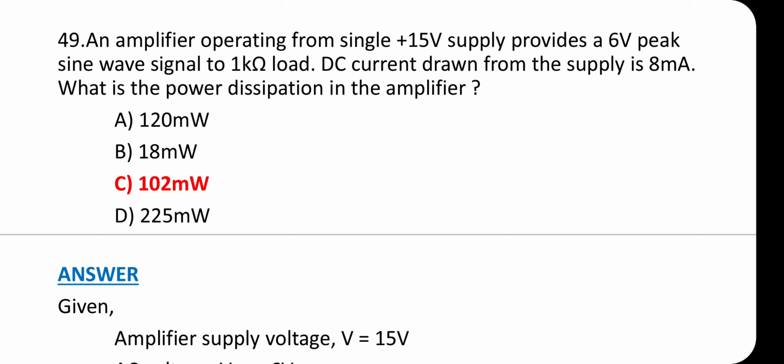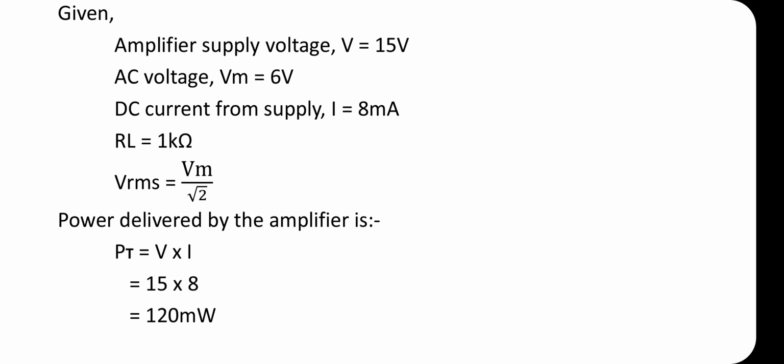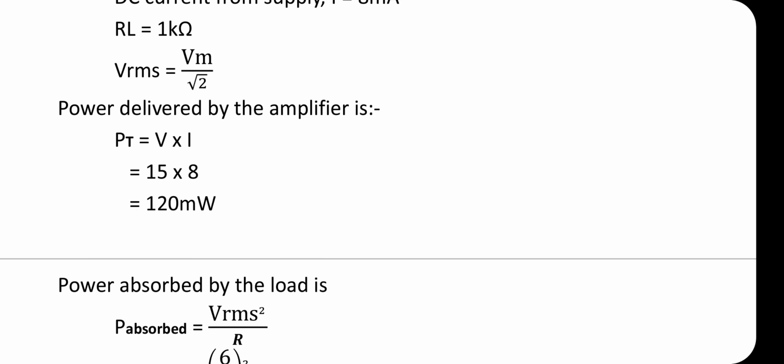We know that electrical power P in a circuit is the rate at which energy is absorbed or produced within a circuit. A source of energy such as a voltage will produce or deliver power while the connected load absorbs it. The higher their value or rating in watts, the more electrical power they are likely to consume. In this question, the amplifier supply voltage V equal to 15 volt, AC voltage Vm equal to 6 volt, DC current from supply I equal to 8 milliampere, RL load resistance is 1 kilo ohm, Vrms equal to Vm by root 2.